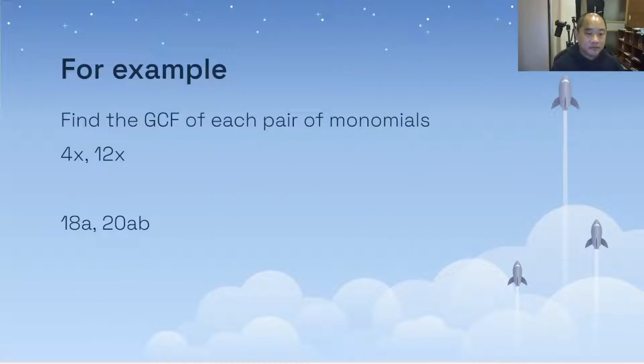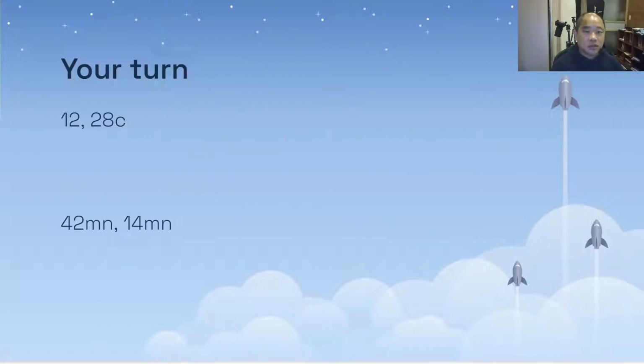Okay, your turn. So 12 and 28, the factors of 12 are, well, I'll do a factor tree here. 2 and 6, 2 and 3. So those are the factors. Here we have c, and then 2 and 14, and 2 and 7, right? So they both have two 2s. So the greatest common factor is 2 times 2, which is 4.